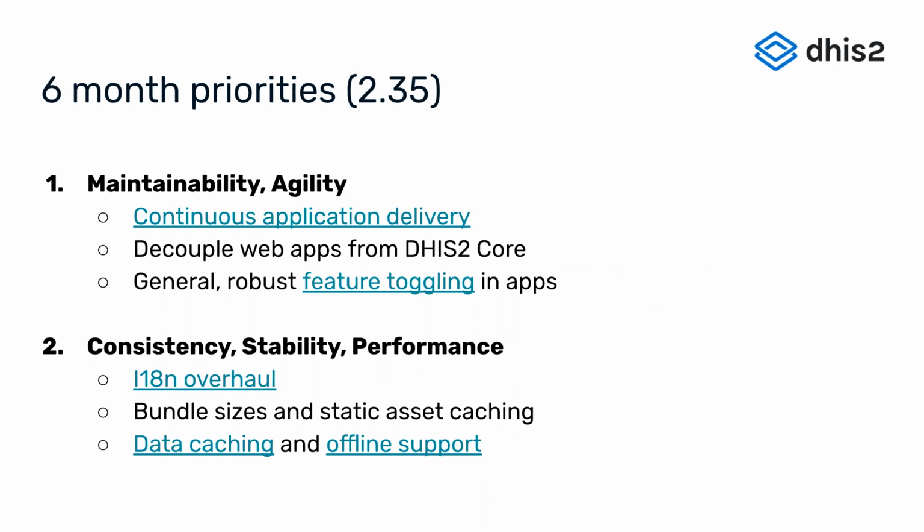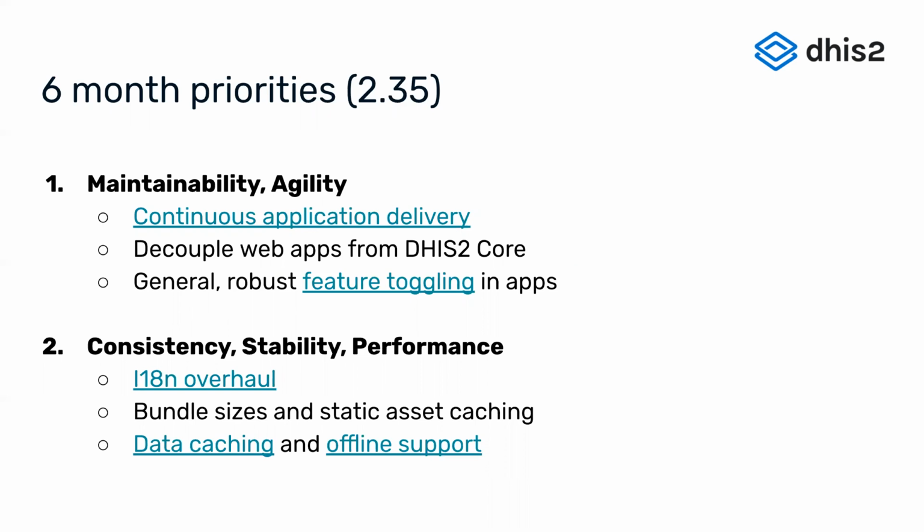Continuous application delivery means that our core applications will start to leverage the App Hub to decouple from the backend, the core DHIS2 instance, and be able to deploy and release versions of the application to the App Hub that can then be installed into supported versions of the backend. So if you have 233 and there's a new version of the data visualizer application that just came out, you can install that into your 233 instance rather than needing to upgrade to 235 to get that latest version.